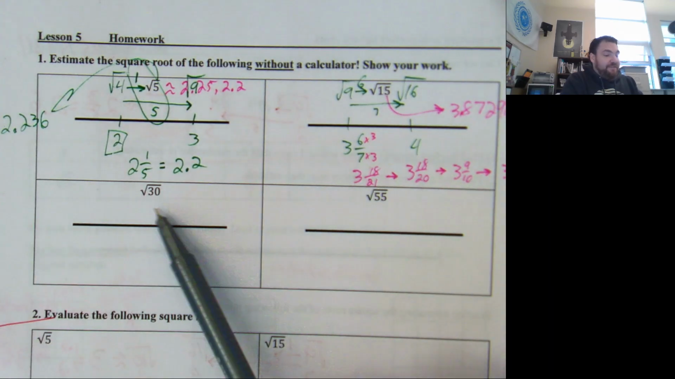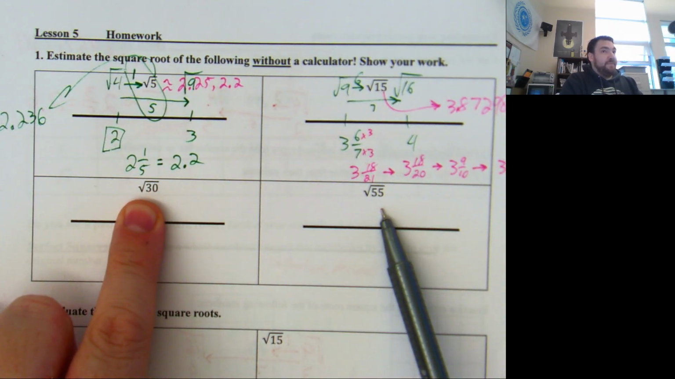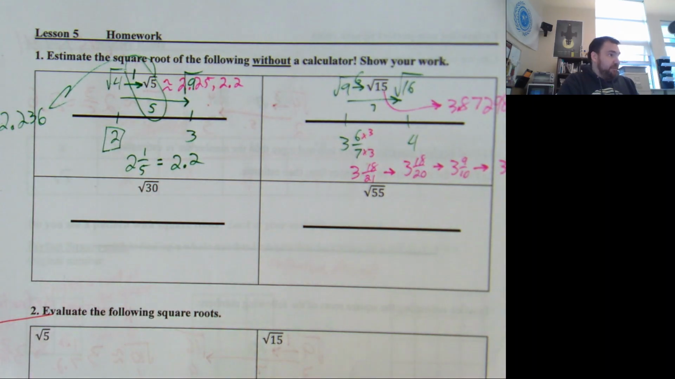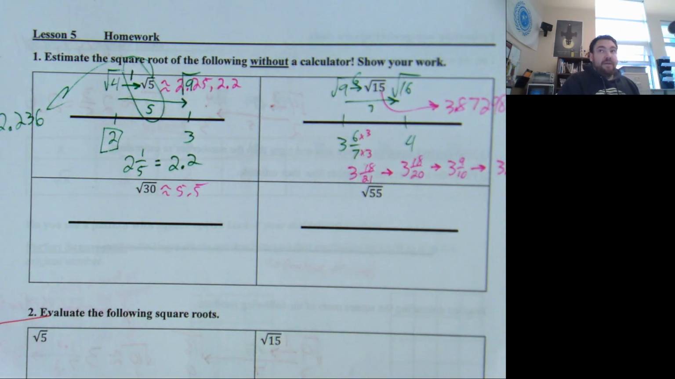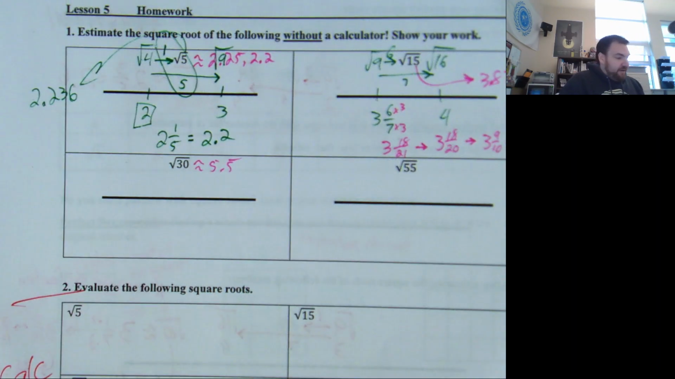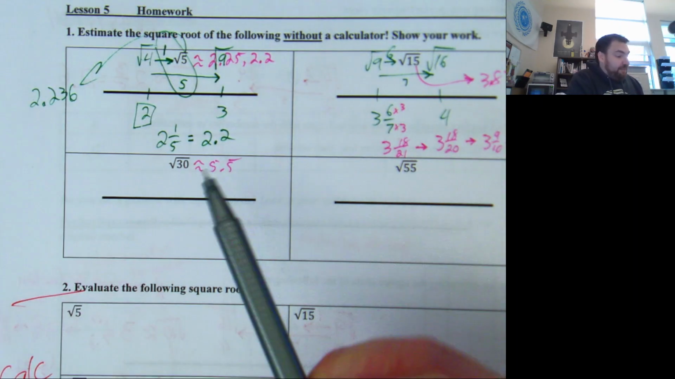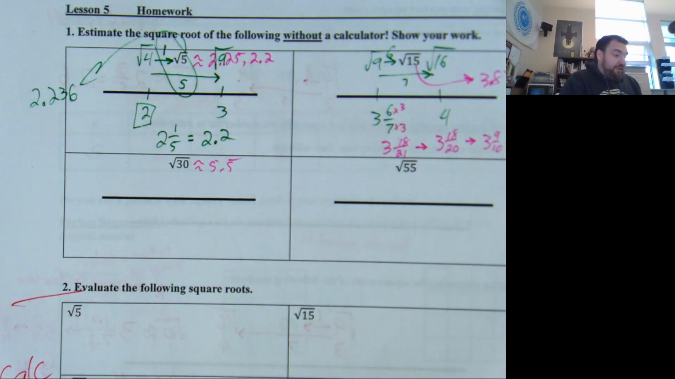Did anyone do either of these and want me to check it? What do we get as an estimate for the square root of 30? Oh, so a bunch of us didn't do our homework. Sorry? 5 point, that was your estimate? Okay, let's do it. 5.5. If your estimate was 5.5, that's very good because the square root of 30 is 5.477. So that's great. What did you do, Brielle, to get that?